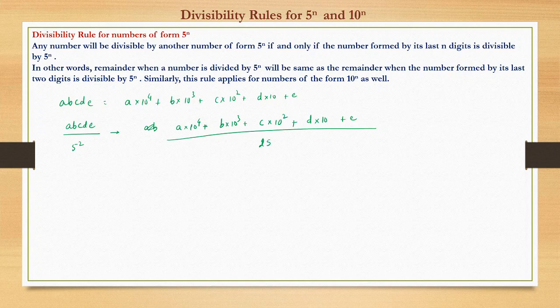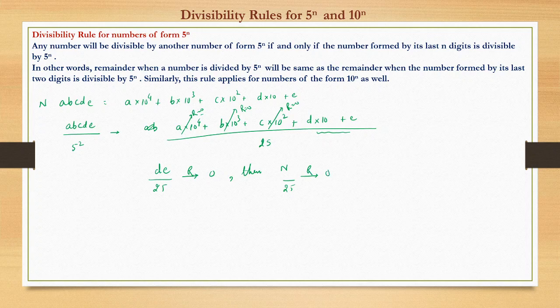So we need at least two 5s. Here the remainder would be 0 if 25 divides this term. Here also the remainder would be 0 because 25 exactly divides 1000. Here also the remainder would be 0 because 25 exactly divides 100. So whatever the remainder is will be because of these last two terms. So the last two digits DE we need to check. If DE is divisible by 25, then N divided by 25 would give a remainder of 0.